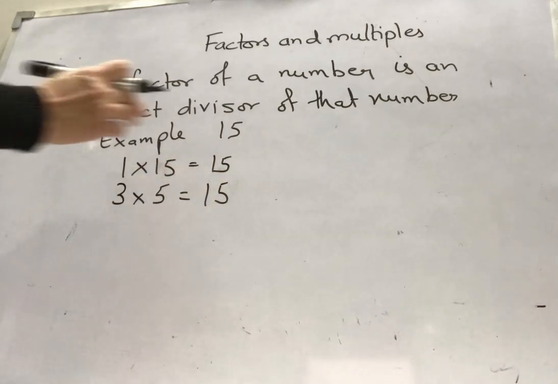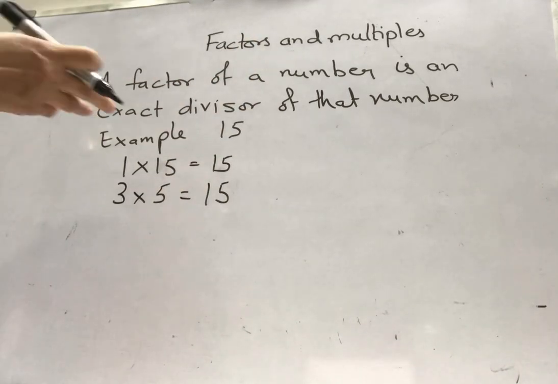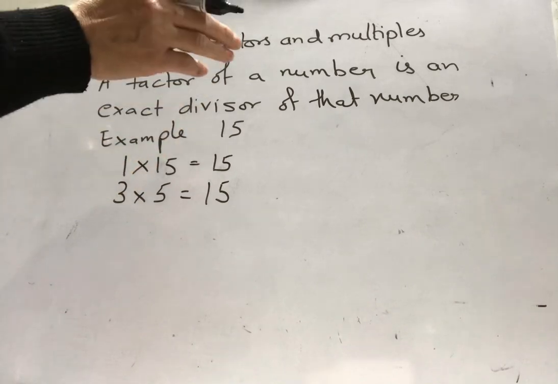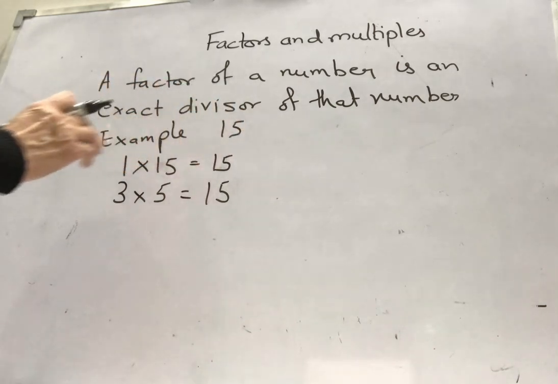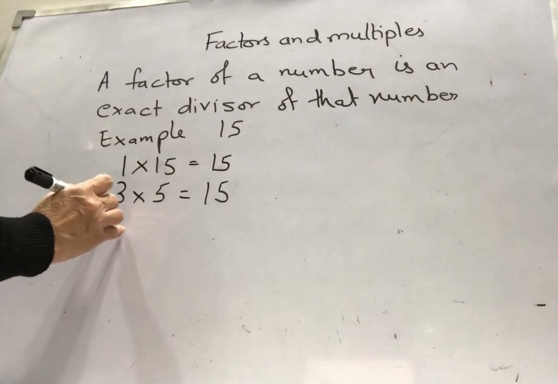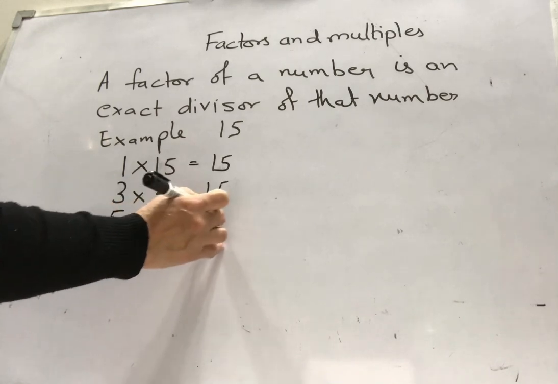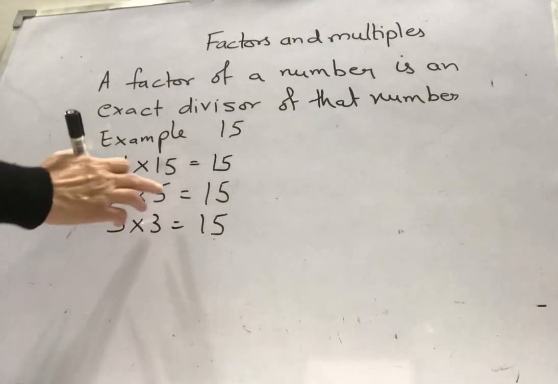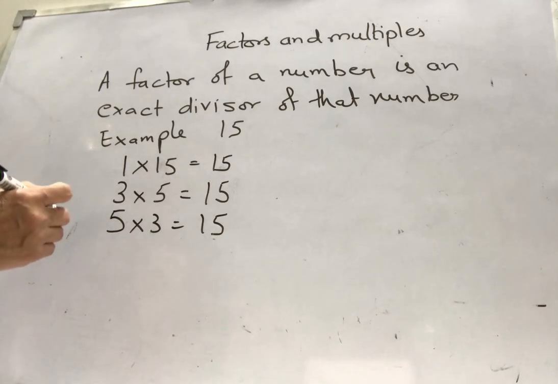Again, this 15 is not divisible by 4. You can either use the divisibility rule or you can divide and check. It is better to use divisibility rules because for big numbers we have learned them to check whether that number is divisible by a given number or not. So 4, it is not divisible. We go to 5. 5 into 3 is 15. Now we have repeated this 3 and 5, so we stop here. And what are my factors?